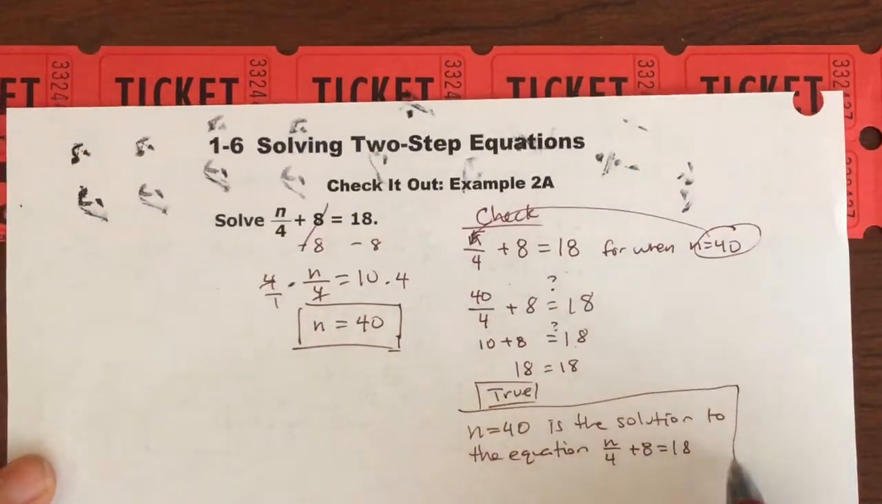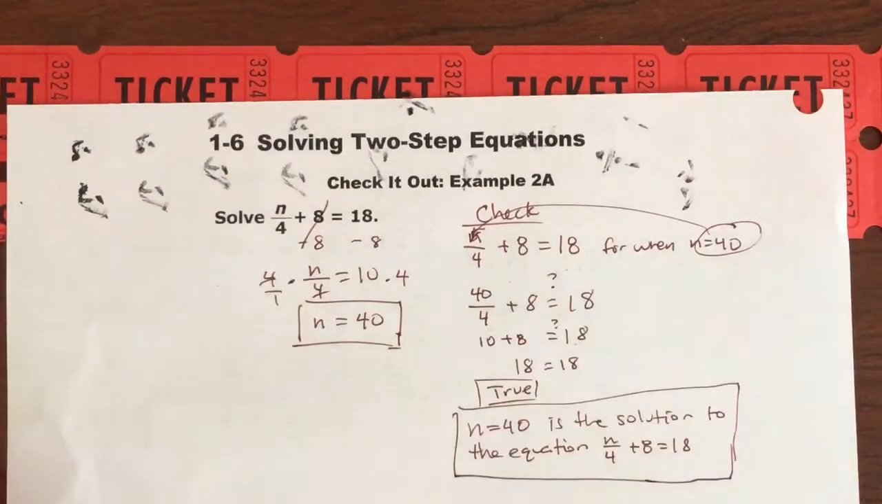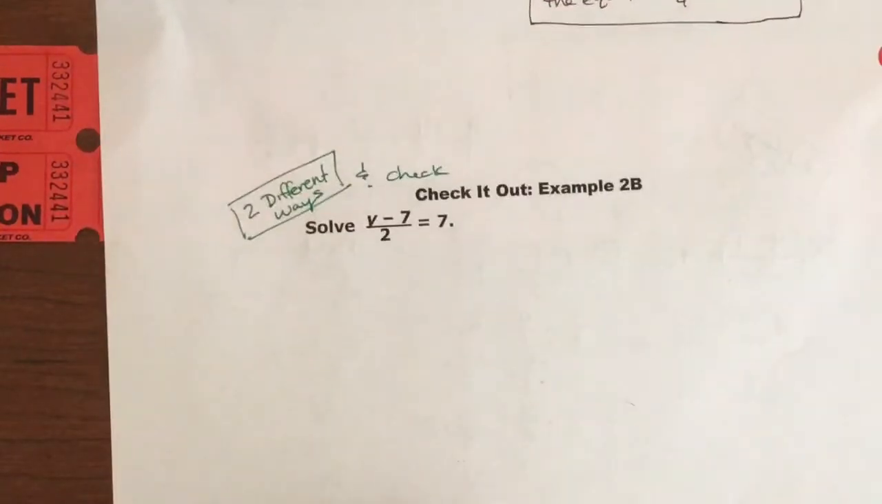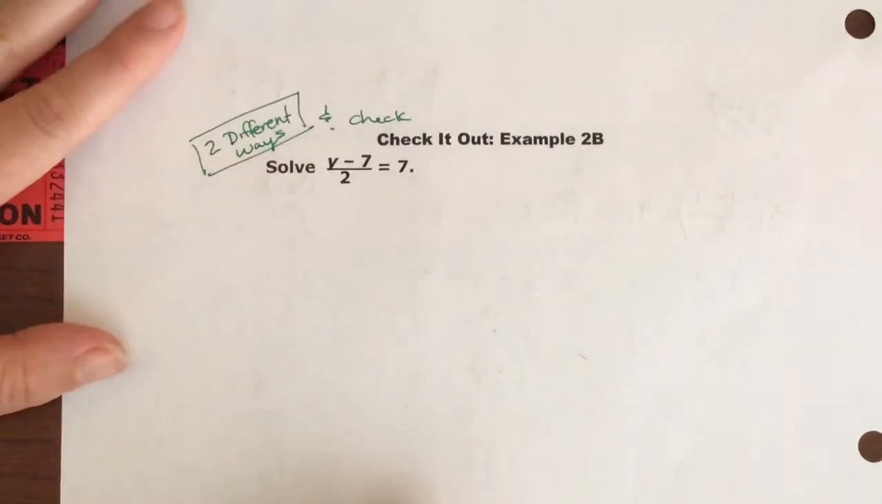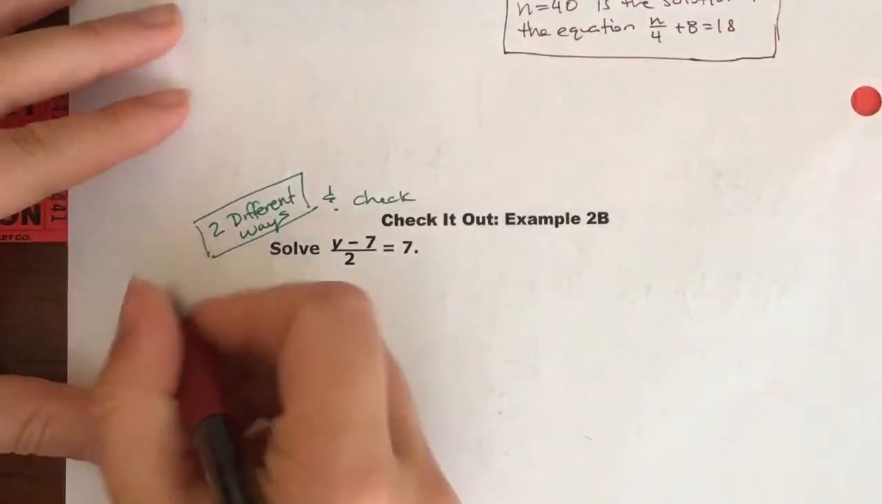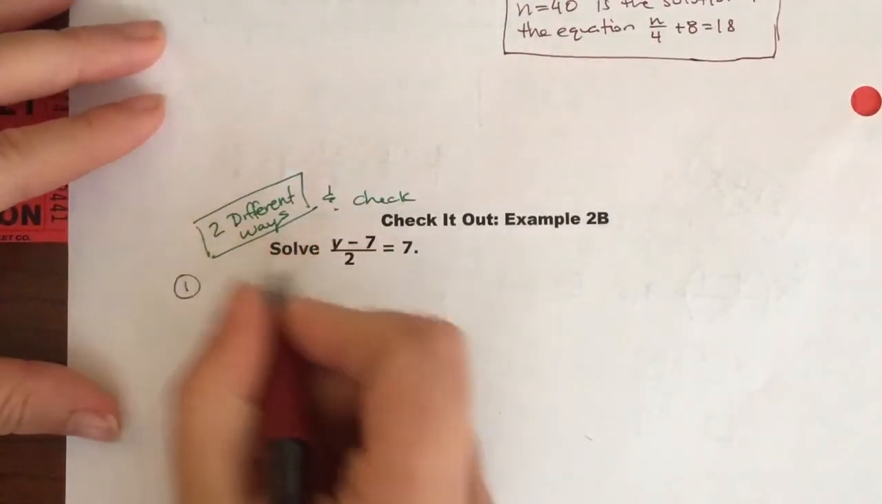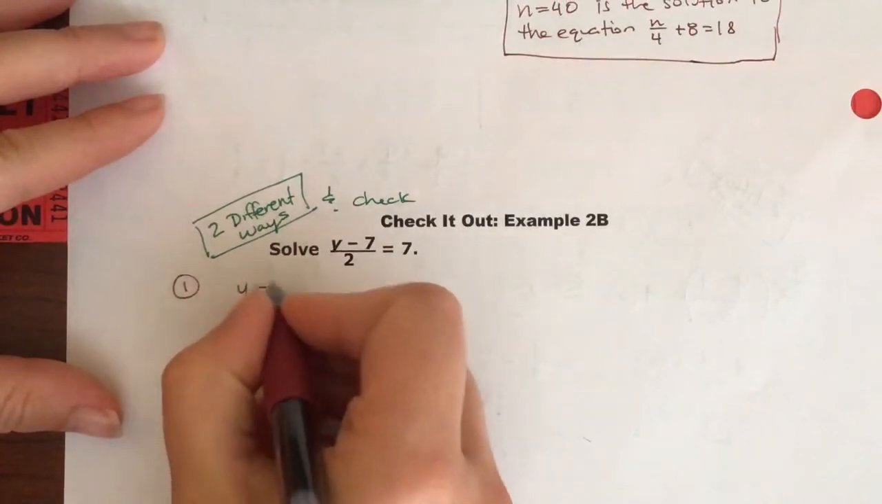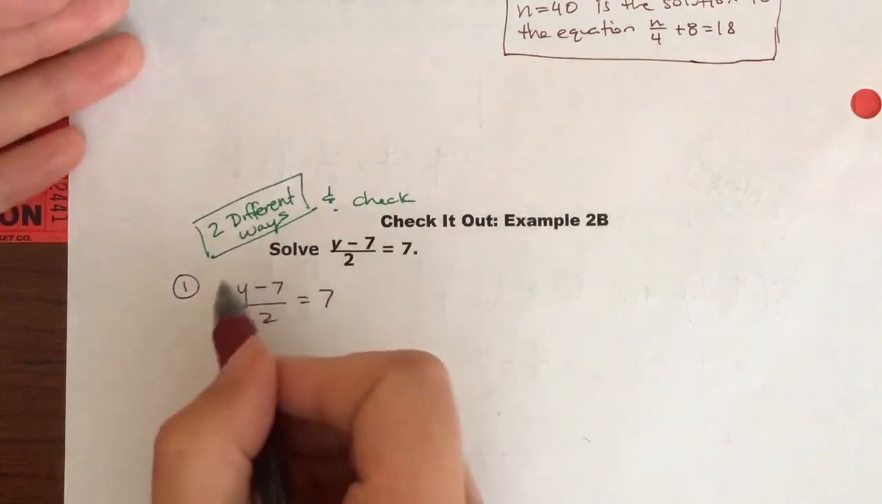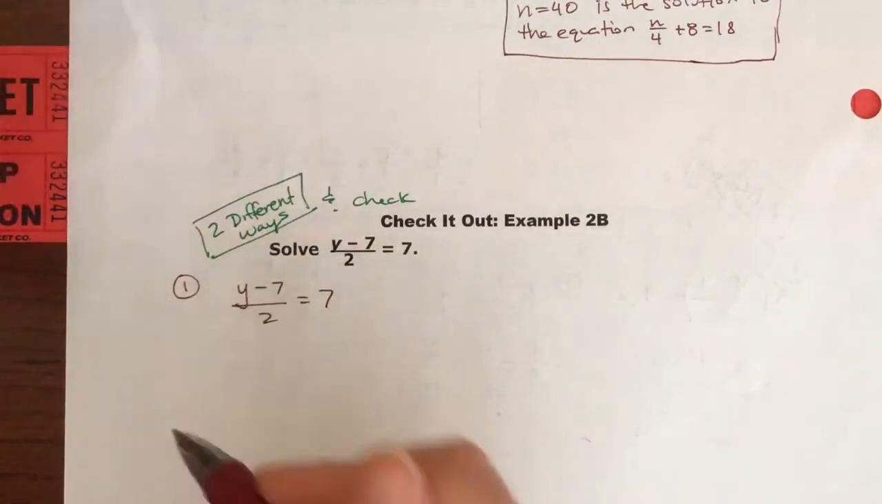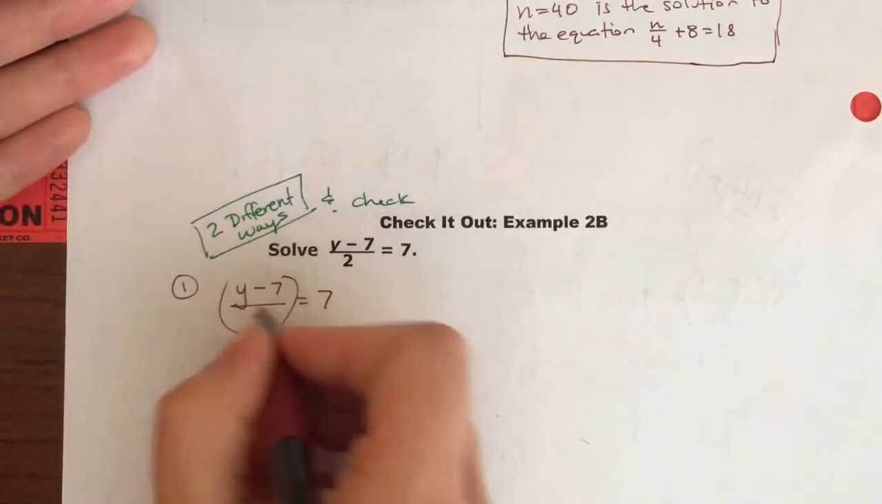All right, here we go. Okay, on to the next one. How did you guys do with solving it two different ways and checking? Let's go. So the first way we did it, I'm going to write this original equation. The first way was that this whole y minus 7 is divided by 2. We're just going to multiply the whole entire equation by 2.